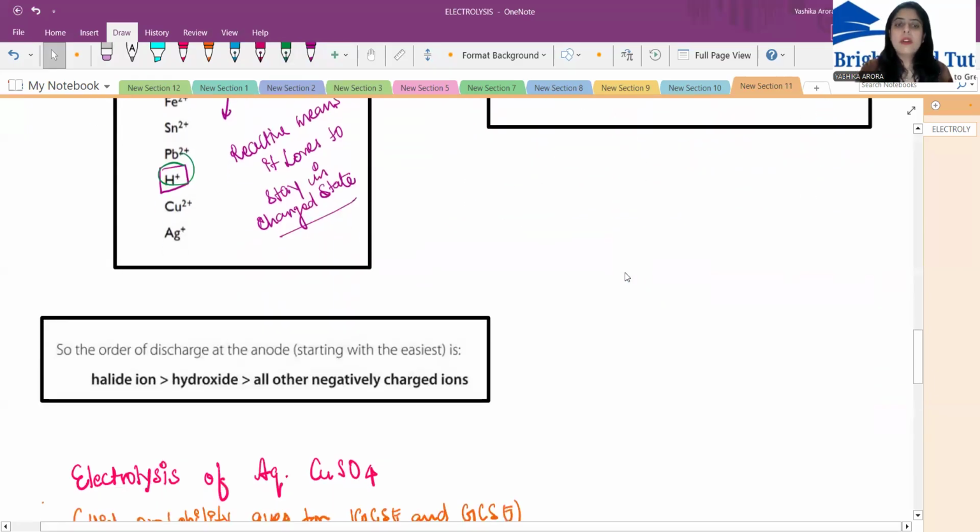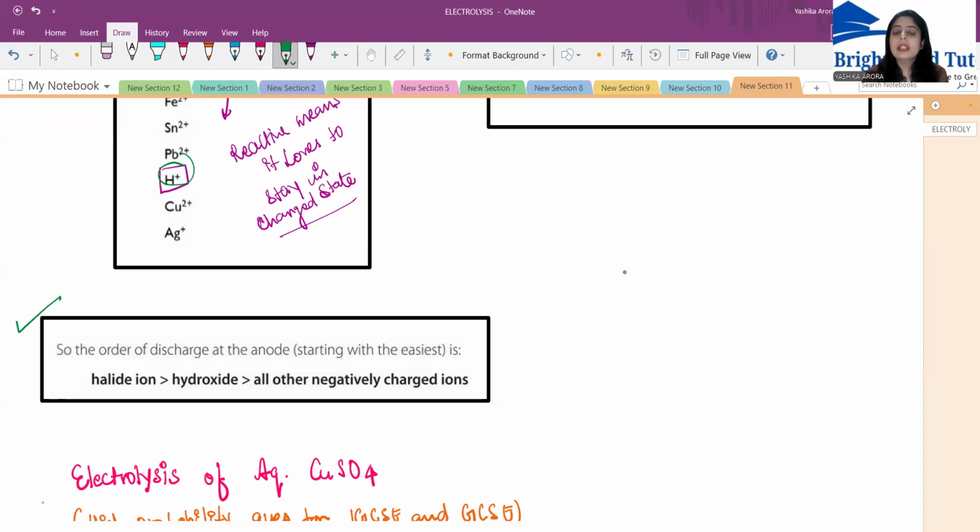For the order of discharge potential at the anode, what's going to happen here? If you have a competition between a halide, hydroxide and any other negative ion, halides are preferred over hydroxides. Hydroxides are preferred over any other negative ion. Any other negative ion could be sulfate, which is SO4 2-, nitrate, which is NO3-, and the carbonates.